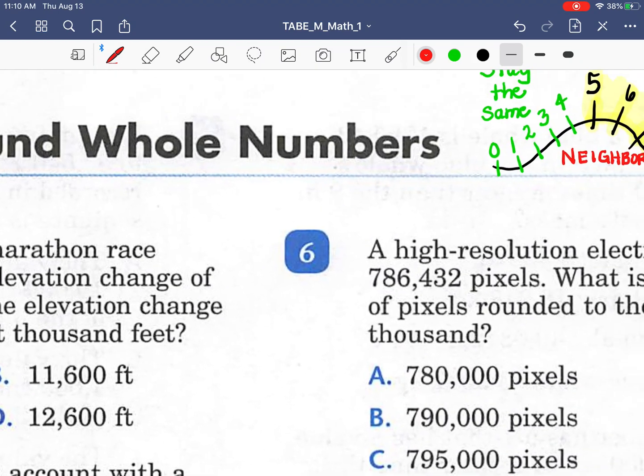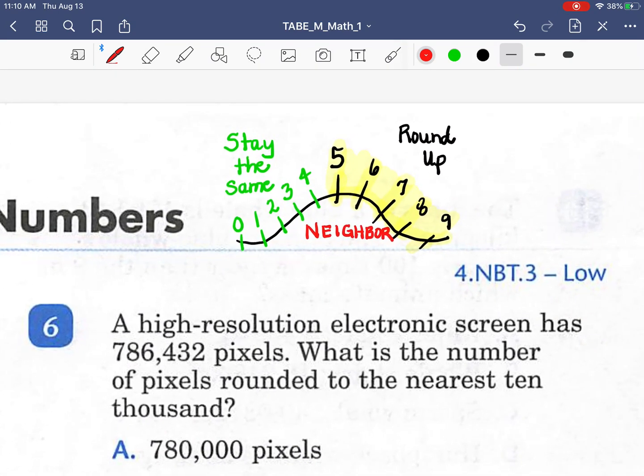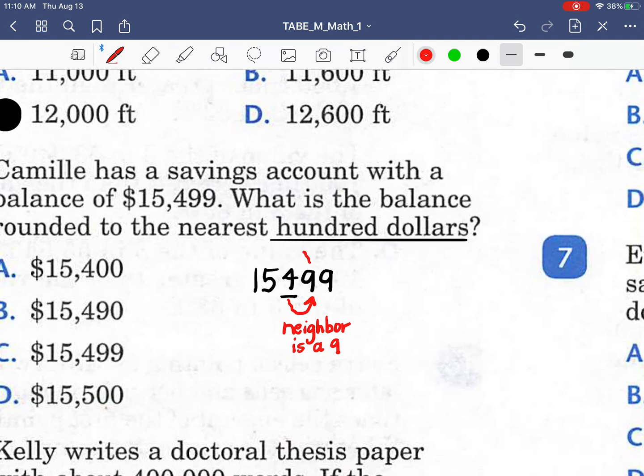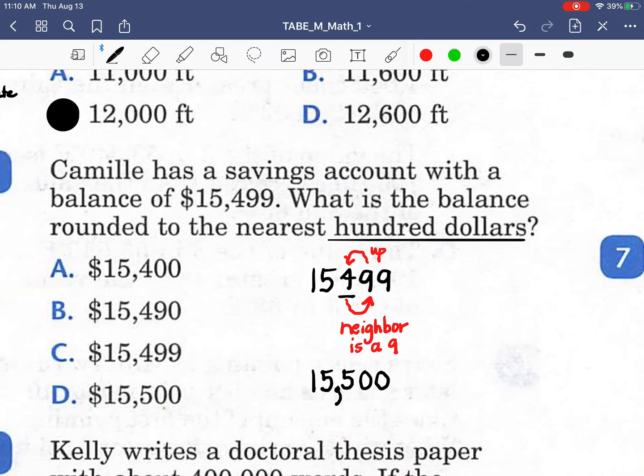So look at your rule. If the neighbor is a 9, we're going to round up. So that means that this number goes up. So what we're left with, remember the leaders never change. So what's in front of the underlined part will stay. The underlined part rounds up, and then the neighbors round off. So you're at $15,500, and that is answer D.